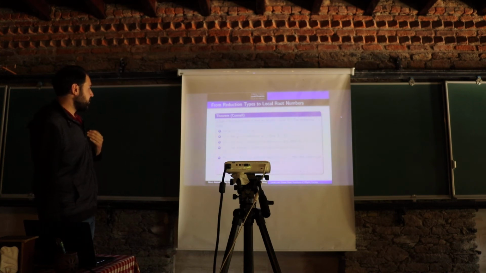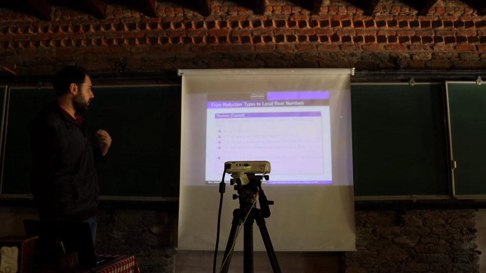So, a theorem by Connell: for p greater than or equal to 5, we have a way, knowing the type, to find root numbers. So the first 4 points hold for any prime p. The root number at infinity is -1, good reduction is 1, split multiplicative is -1, and non-split is 1.